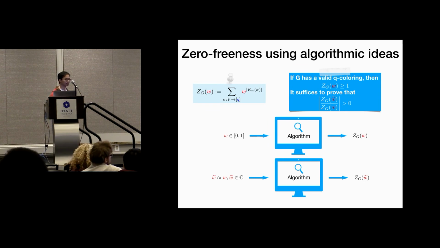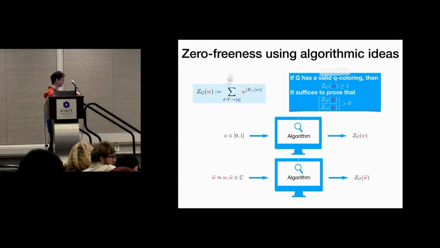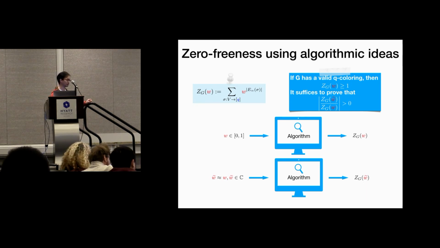So this is the partition function. Let's consider a case where W is an actual real number in the 0-1 interval. In this case, we know that there's at least one Q-coloring as long as Q is at least delta plus 1. That means that the partition function, when W is a non-negative real number, is at least 1, because the constant term encodes the number of Q-colorings.